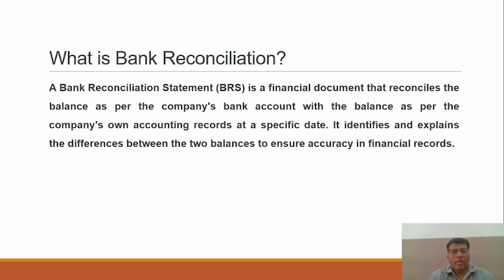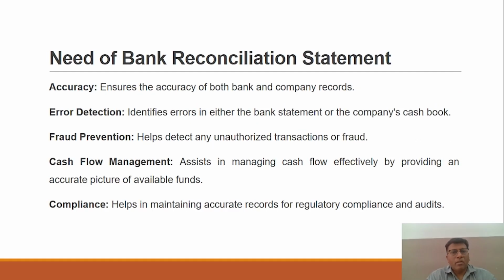So this is the particular importance, and as per the need, when we focus on this topic, you find that accuracy is required in the books of accounting. So it ensures the accuracy of both the bank's and the company's records, because you are matching your bank passbook and your cash book. And when it comes to finding errors, it means you have to detect them. It identifies the errors in either the bank statement or the company's cash book.